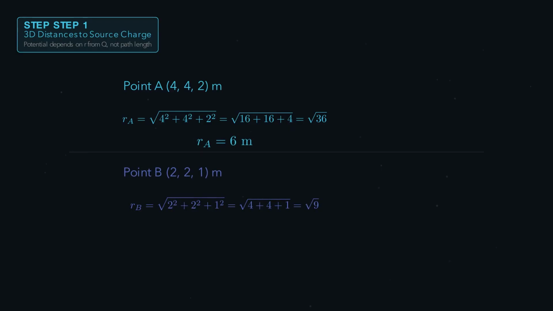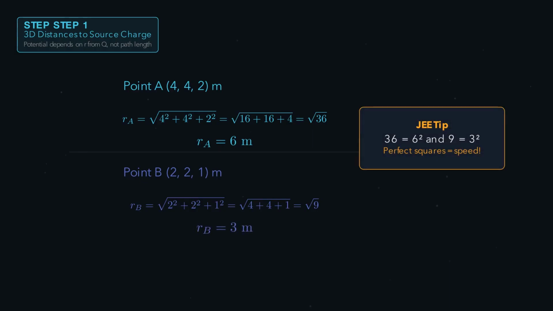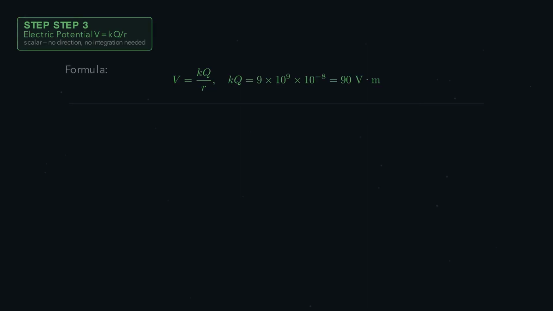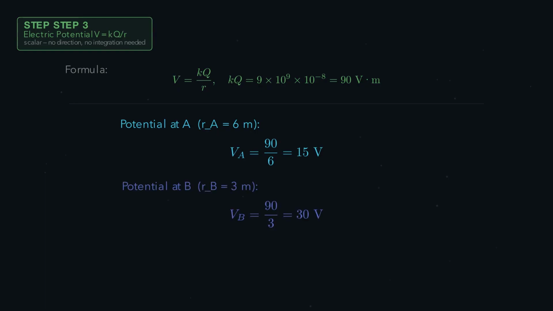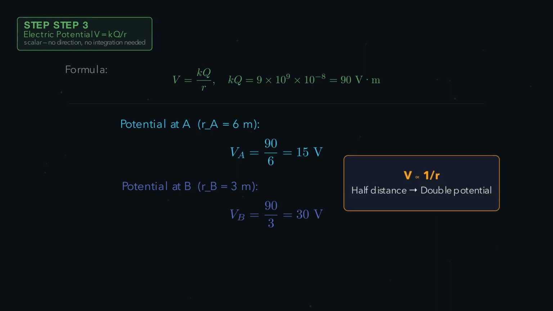Point A is at coordinates 4, 4, 2, and when we square and add these, we get 16 plus 16 plus 4, which is 36, so the distance is 6 meters. For point B at 2, 2, 1, the sum is 4 plus 4 plus 1, which is 9. Distance is 3 meters. Notice how the exam chose perfect squares. This is always the hint.